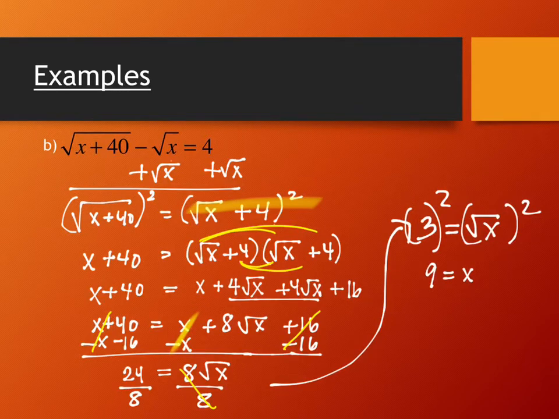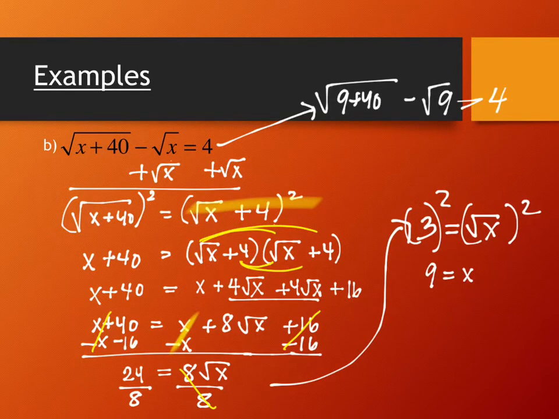All right, so we want to check and see if this 9 now will actually work in what we were given. Original equation before we played with anything. So we'll take this, and we've got the square root of 9 plus 40 plus, no, sorry, it was minus, wasn't it? Yeah, minus the square root of 9. And we want to know if that equals 4. So 9 plus 40 is 49, and the square root of 49 is 7. Square root of 9 is 3. 7 minus 3 is, in fact, 4. So on this one, the solution ends up working.